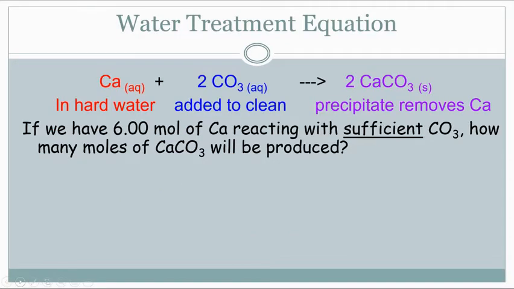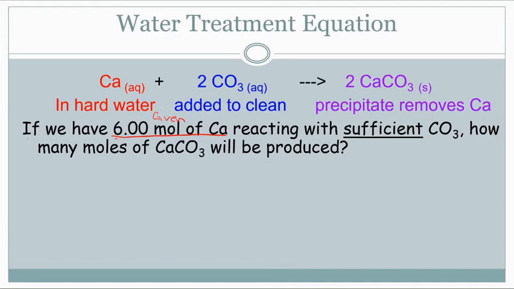Moving on to our next situation, this would be a water treatment example, something that we would use in our water districts to treat water, or when we're looking at water at home. We have hard water and we add carbonate to the calcium to produce calcium carbonate and remove that calcium from your hard water. In this case, we have 6 moles of calcium. This is my given.